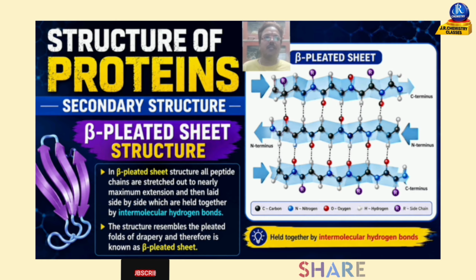Beta pleated sheet structure. In beta pleated sheet structure, all peptide chains are stretched out to nearly maximum extension and then laid side by side, which are held together by intermolecular hydrogen bonds. The structure resembles the pleated folds of drapery and therefore is known as beta pleated sheet structure.